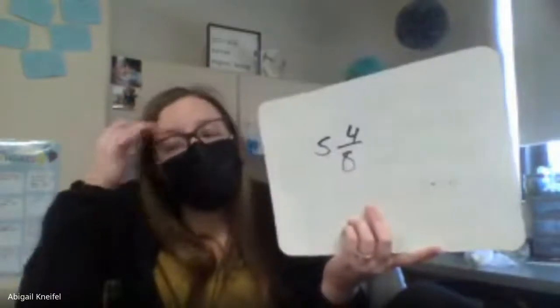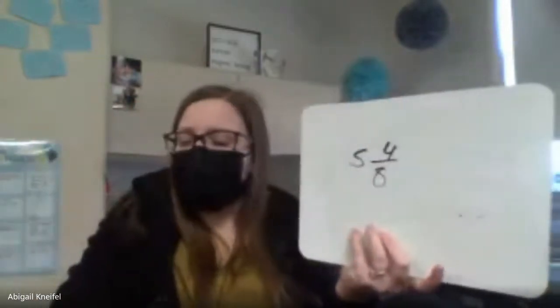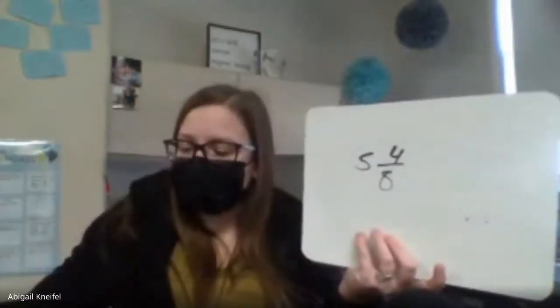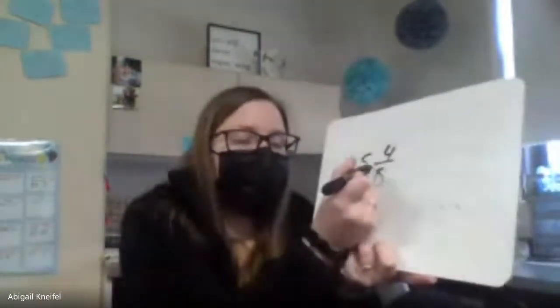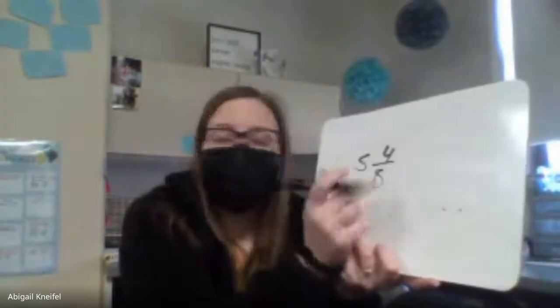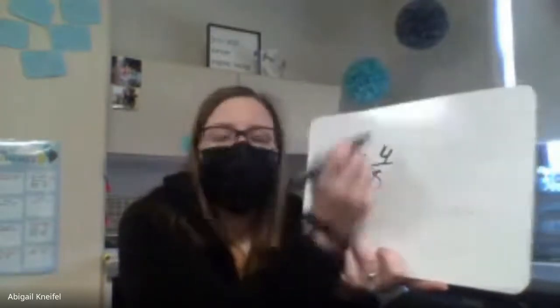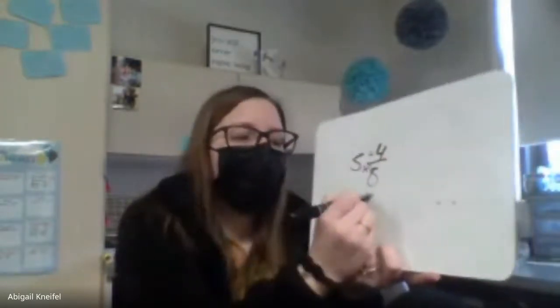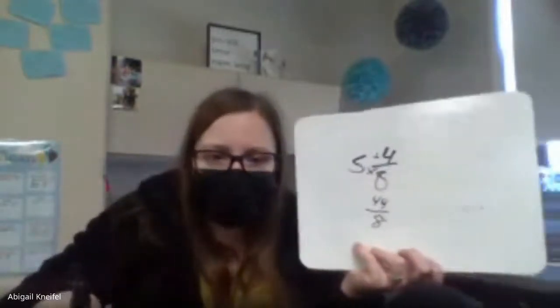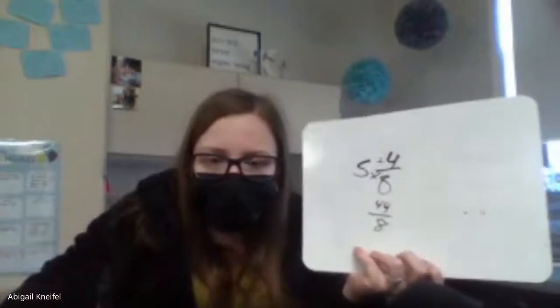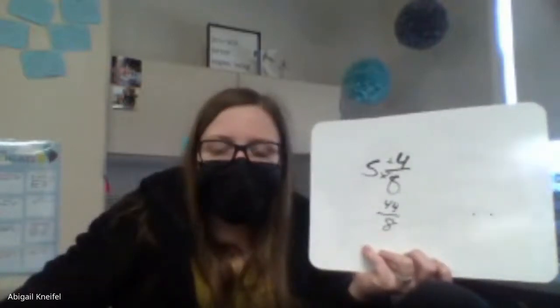All right. So, how do we do this? Of course, we do the denominator times whole number, which is 40, plus the numerator, which is 44/8. Let me see your board. 44/8 should be our answer. A lot of nods. 44/8. All right, good.